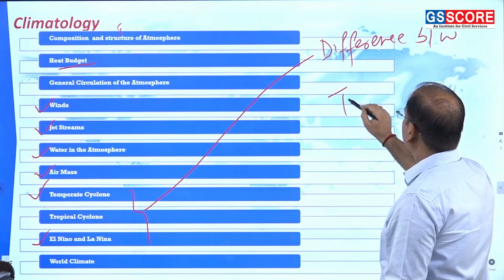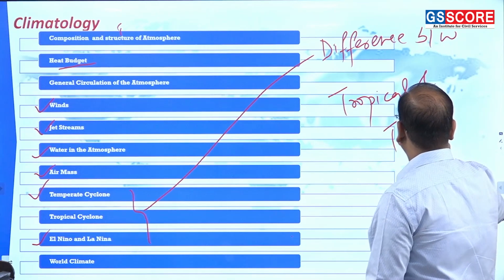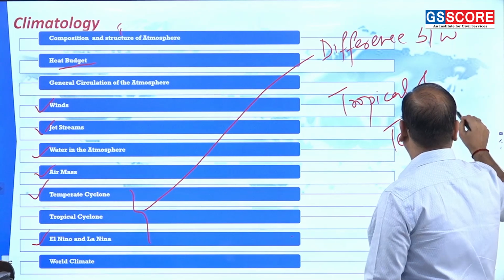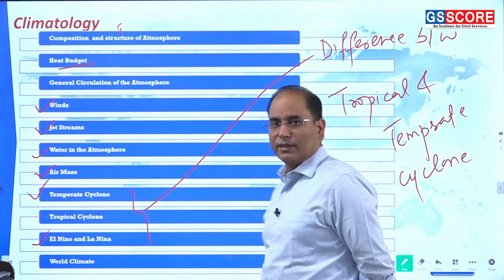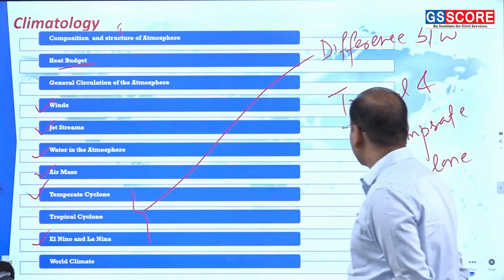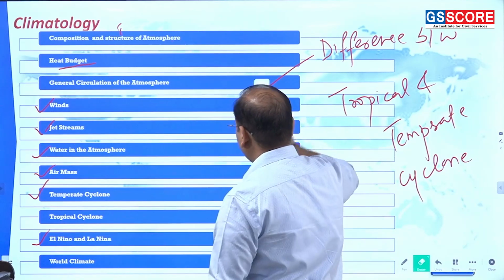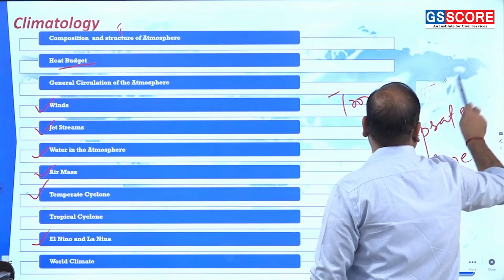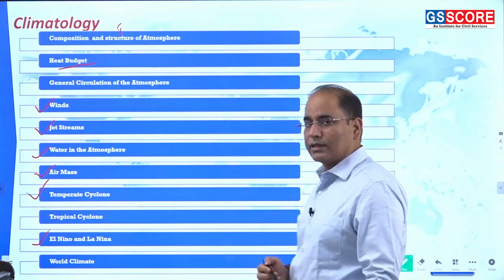between tropical and temperate cyclone. So within this you are supposed to study the difference between the tropical and temperate cyclone. Moving to the last topic, but before that there are two topics that you are supposed to study.